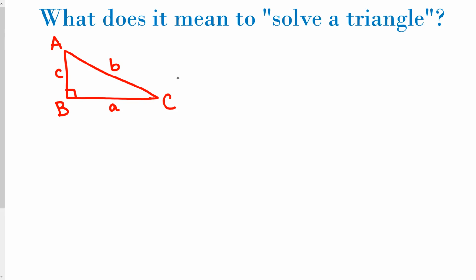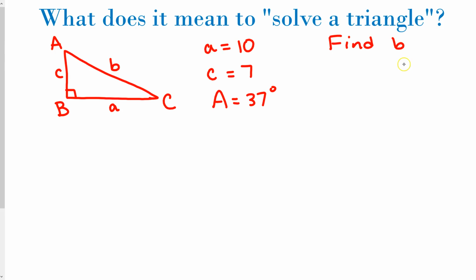Now suppose we knew that side a had length 10 and side c had length 7, and suppose we knew that angle A had measure 37 degrees. I don't know, I'm just making this up. So if we knew those things, we could find the measures of all the rest of the parts. We could find the measure of side b, we could find the measure of angle B, and we could find the measure of angle C just using sine, cosine, and tangent and the Pythagorean Theorem.